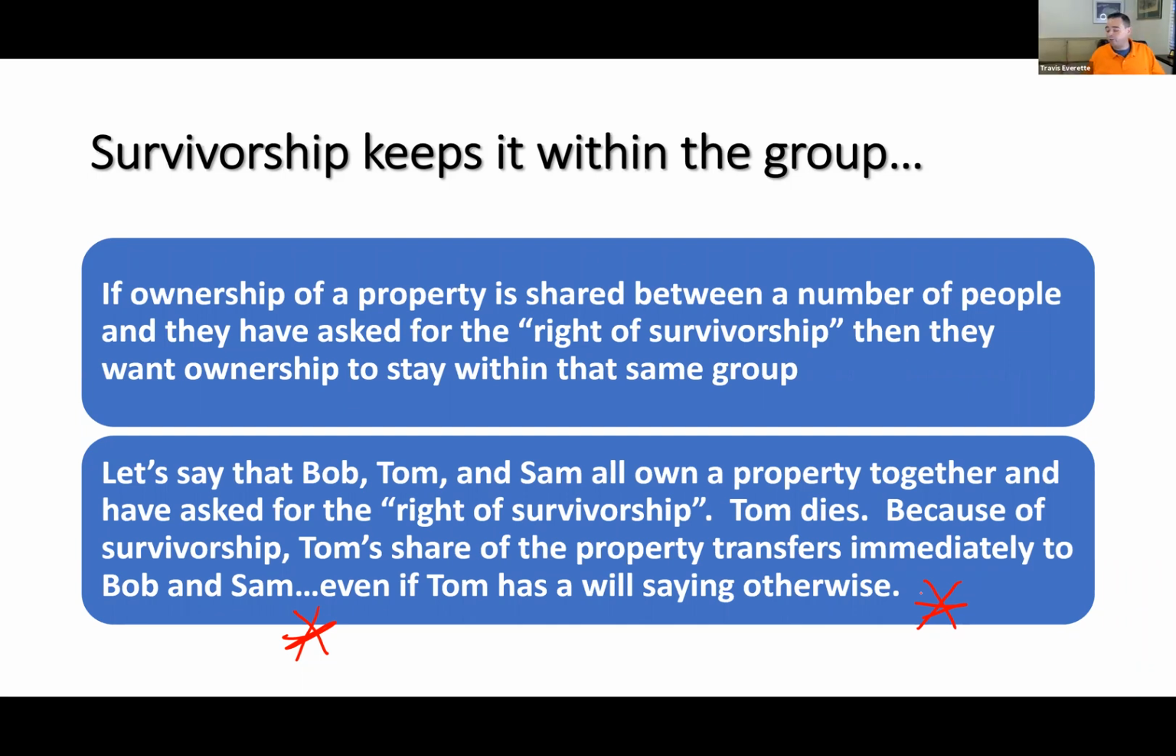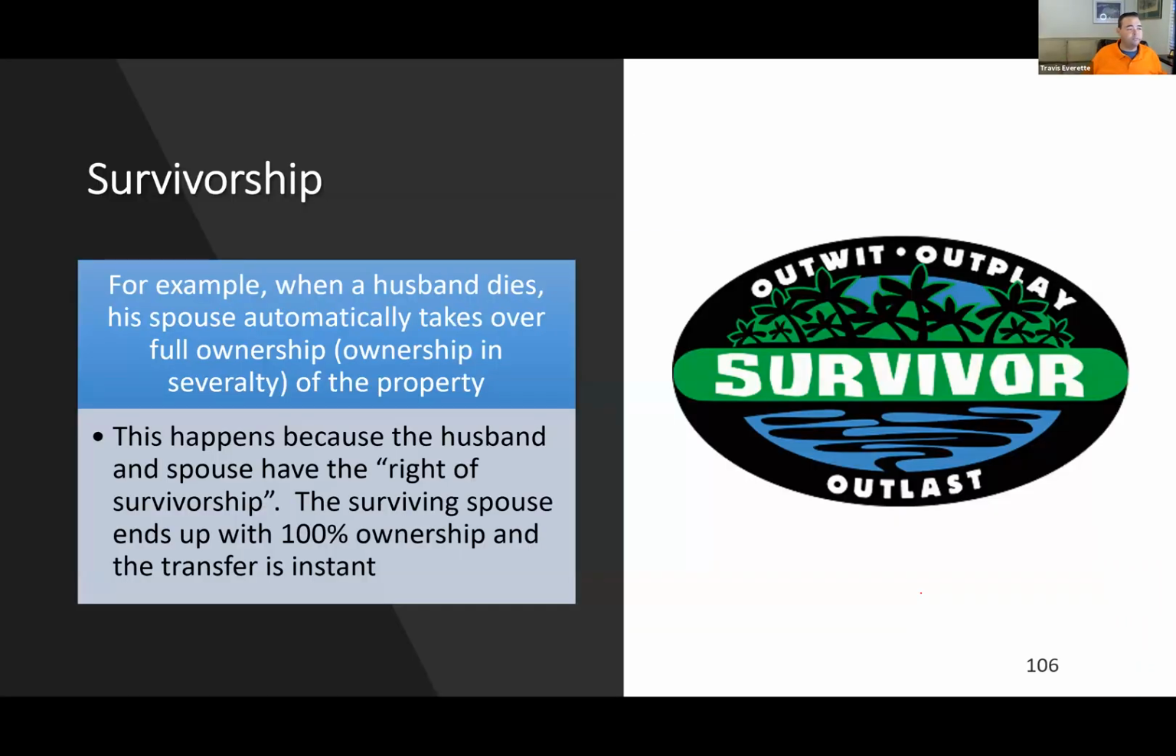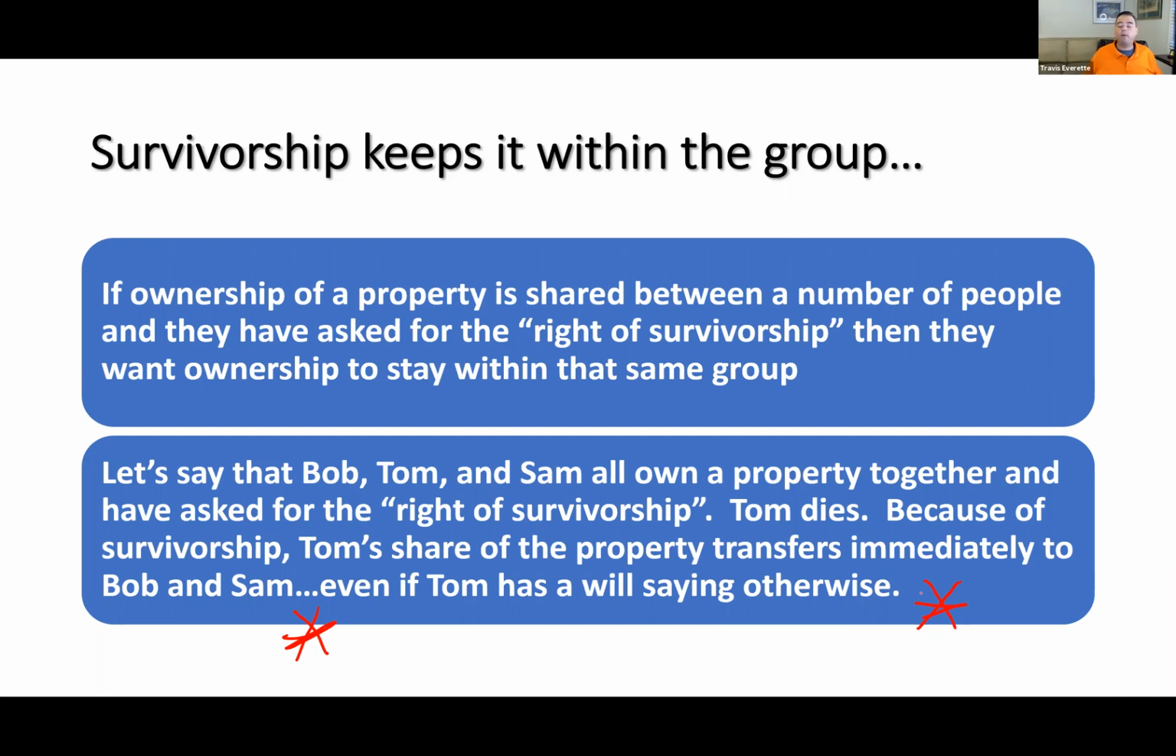And this is why I used the logo from the show Survivor here, because if you've ever watched Survivor, how many people are winners in the end in the game of Survivor? Just one. Well, if you think about the right of survivorship, no matter how many owners you start with, how many owners are you going to end up with when you start with the right of survivorship? One. Because if you start with 4, one dies, you're going to end up with what?